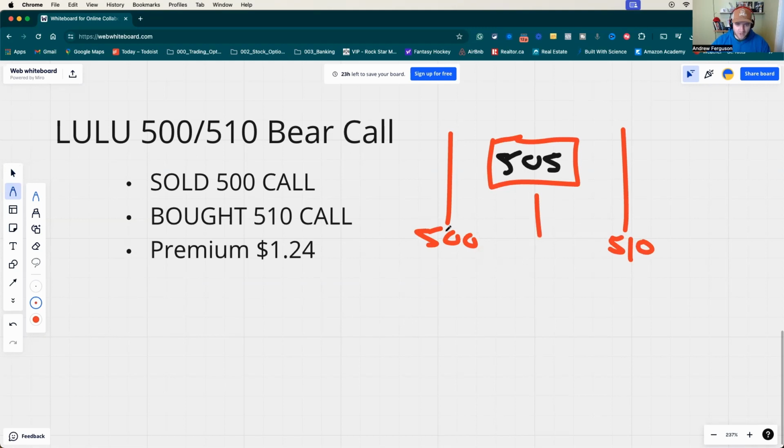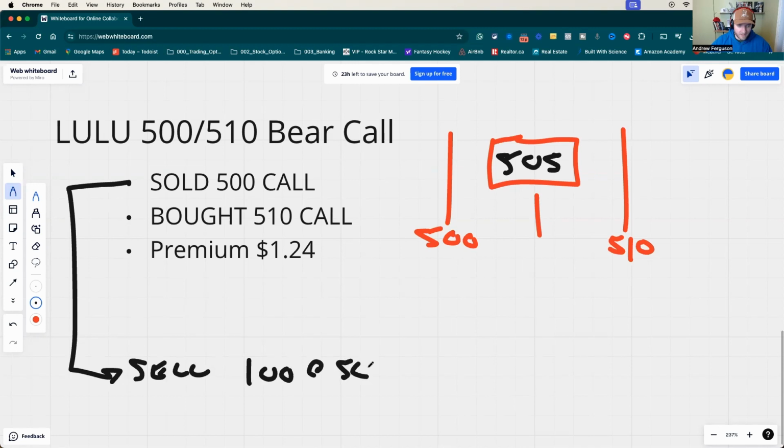This is maximum potential risk because of what's going to happen at expiration. You're going to sell 100 shares at the $500 stock price, and that's going to happen regardless. It's going to be a done deal. Sell 100 at 500, that's in the hopper, and you can't stop that. That's this part right here, because the price crept above it. Now the bought 510 call.